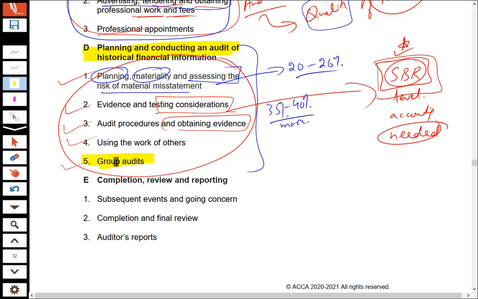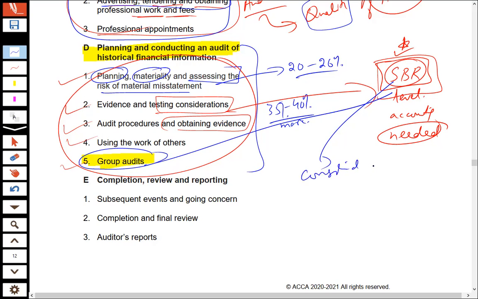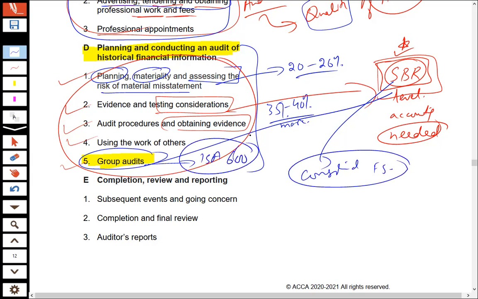And one of the examiner's favorite areas is group audit, because at SBR level there is a favorite question of the examiner, which is consolidated financial statements. So group audit, which is ISA 600, includes the consolidated financial statements. As an auditor, you are supposed to identify and explain the audit risk from the consolidated financial statements, and also obtain evidence on them. So this is the particular area which focuses on accounting plus auditing.